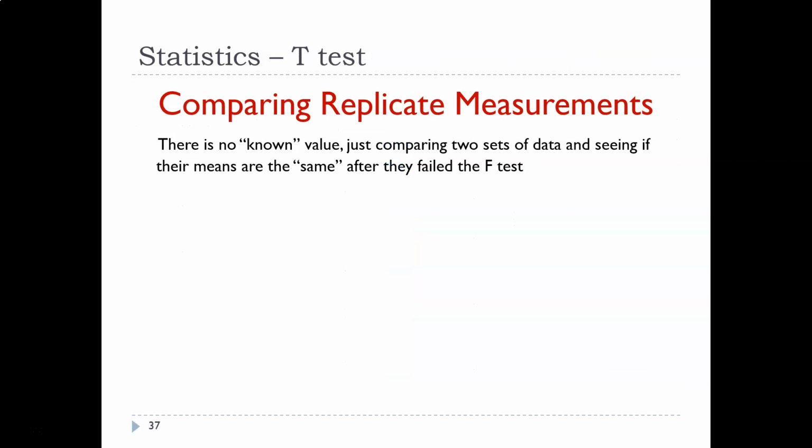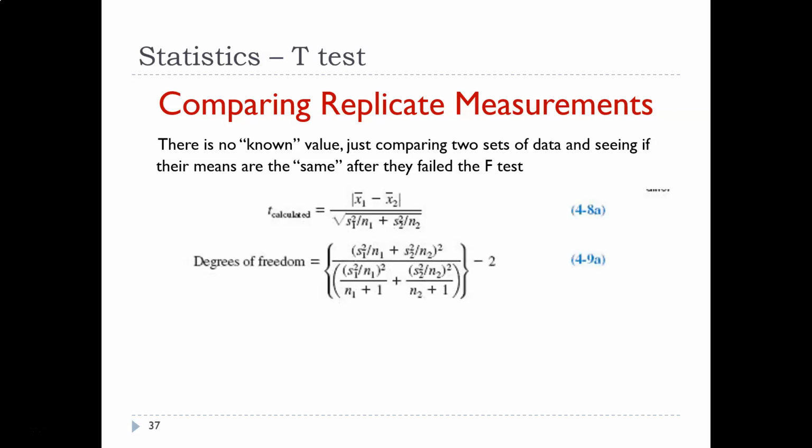The last type of t-test is the one that you're not going to be asked to do in the homework. You're not going to be asked to do it on the exam. I'm just mentioning it. So it failed the F test. The F test said that they were significantly different, but you're hoping that it was wrong. So you're going to go ahead and do a t-test anyway. So these are the equations to follow for this. To do the t-calc, you would follow this. You have to do a little bit more work to figure out degrees of freedom.